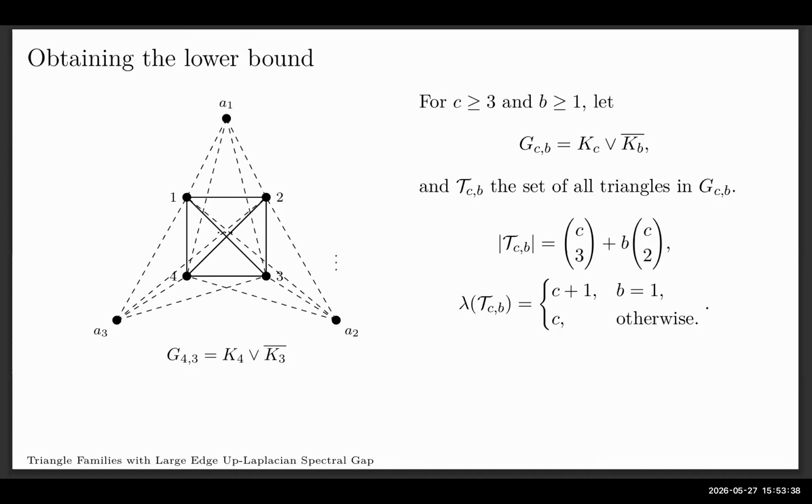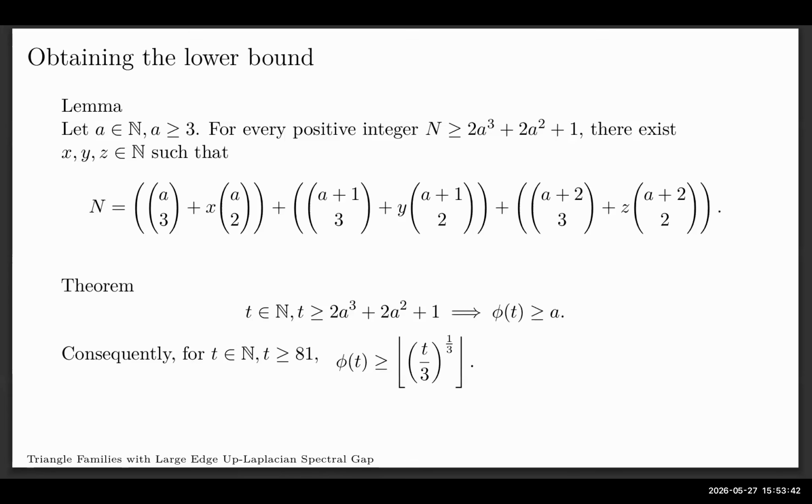But how do you do it for arbitrary numbers? You need a small number theory lemma that you can prove by modifying the Frobenius coin problem's proof a little bit, but it does require a little bit of work. You can prove that if you fix any positive integer a, at least 3, then all sufficiently large integers n, about 2a cubed, can be written in this form.